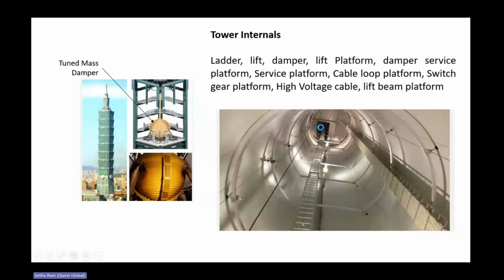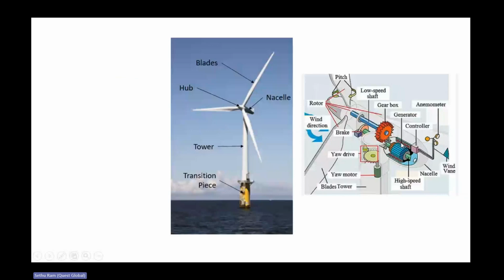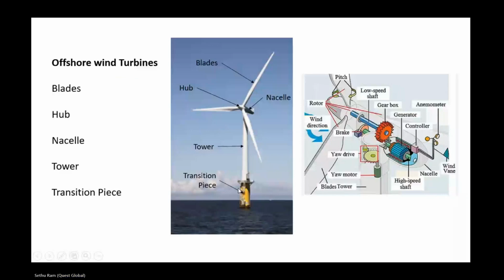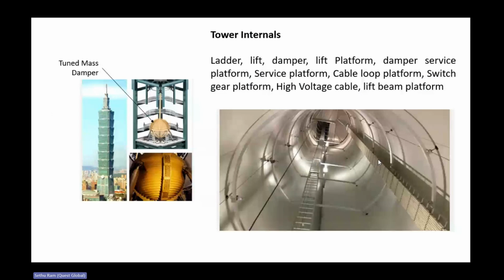from this generator to this transition piece, or to this foundation, one cable will pass on this, because whatever electricity is generated in the generator, that energy is transmitted in the cable. That cable will be huge in size. It's like anaconda size. You can consider one anaconda as one cable, that much huge it will be. Transporting that cable itself is a very tedious task.